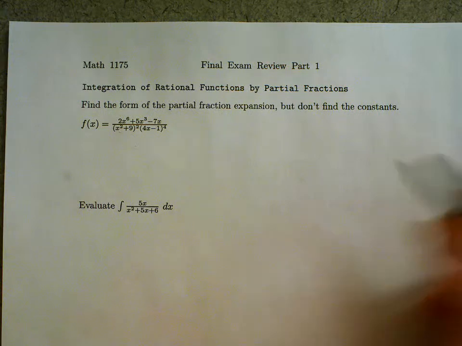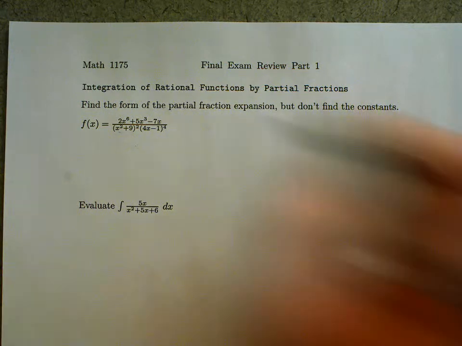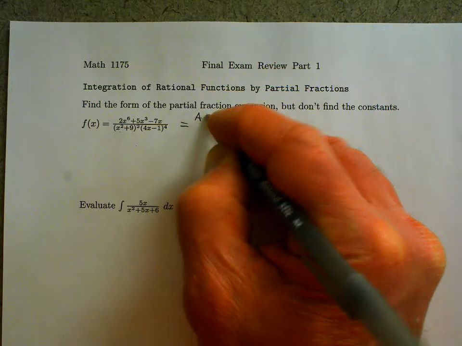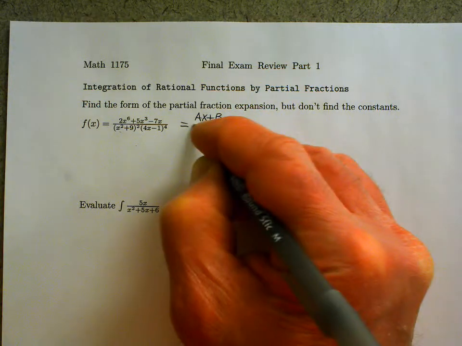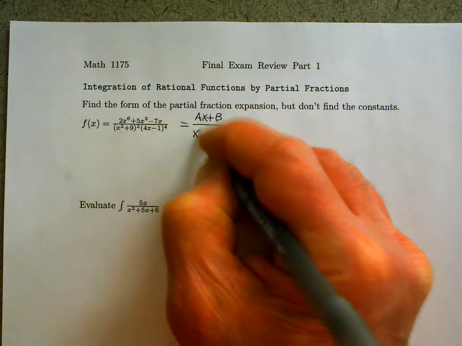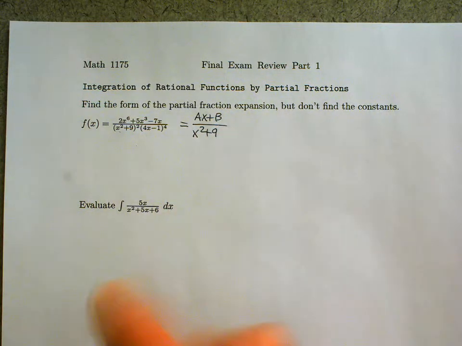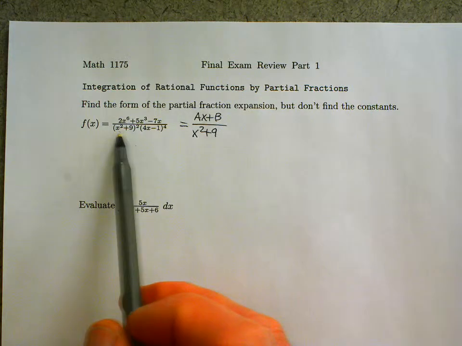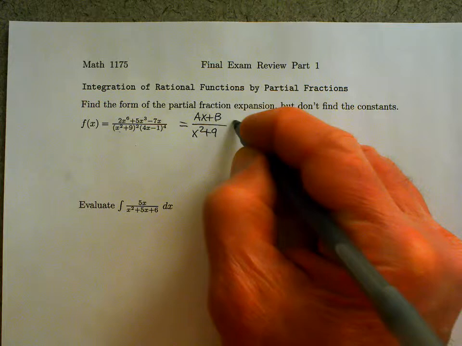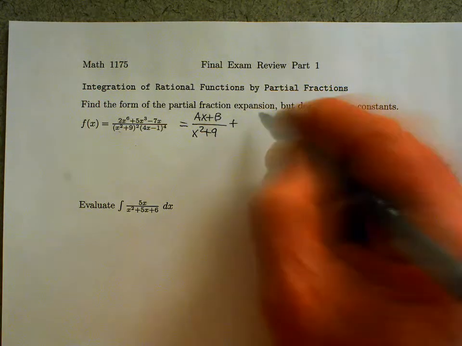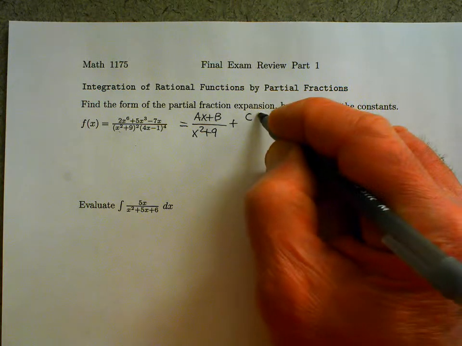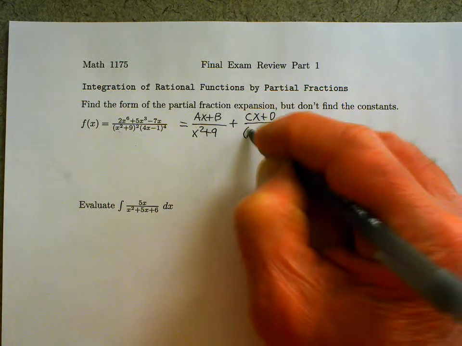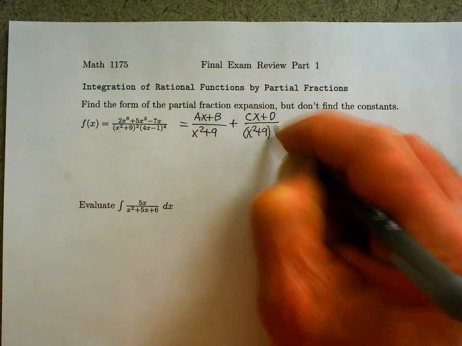So in the partial fraction decomposition, we write ax plus b over x squared plus 9. And since we have another factor, x squared plus 9 quantity squared, we have to write another one, cx plus d over the quantity x squared plus 9 to the second.